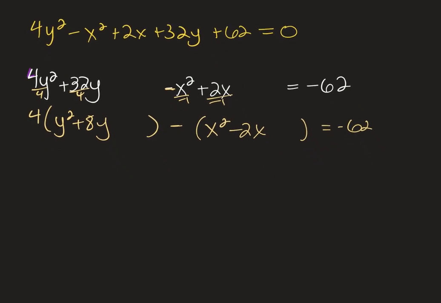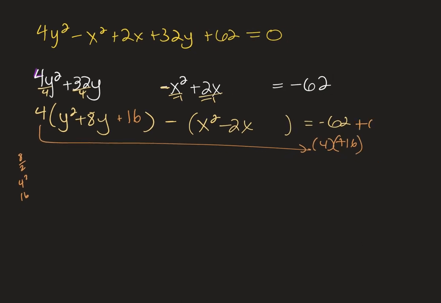So 8 divided by 2 is 4. 4 squared is 16. I add it here. I normally add it here, but I have to multiply by that 4 first. Oh, why'd I do it in my head? Sorry. Hang on. One step in front. Plus 16, multiply it times 4. And I'd get plus 64.